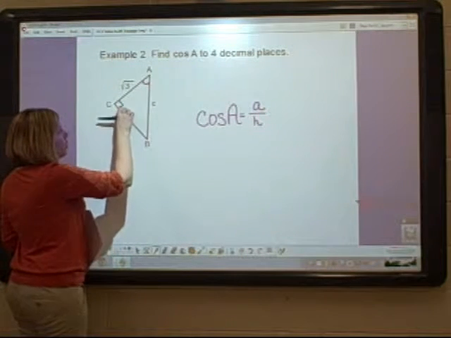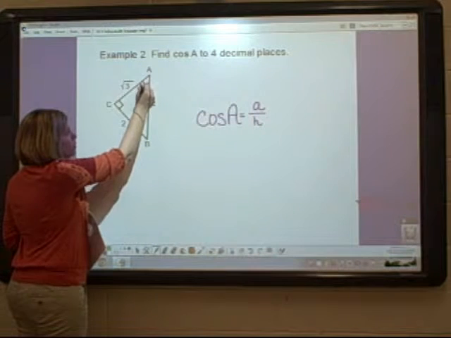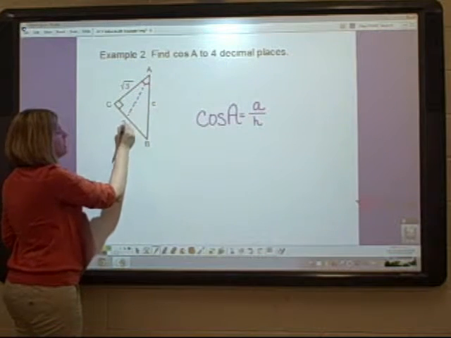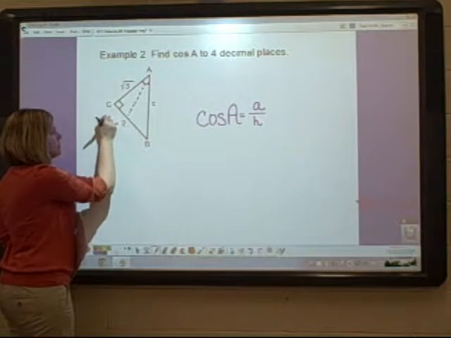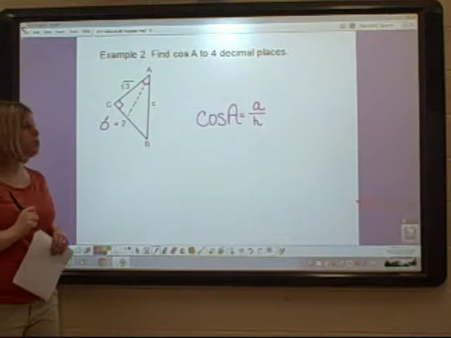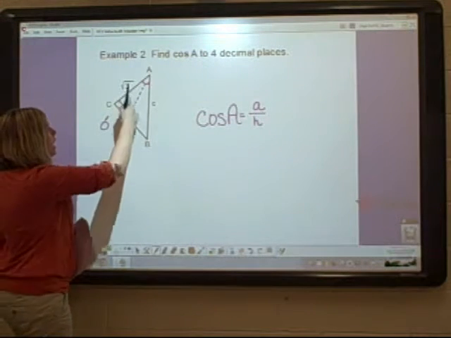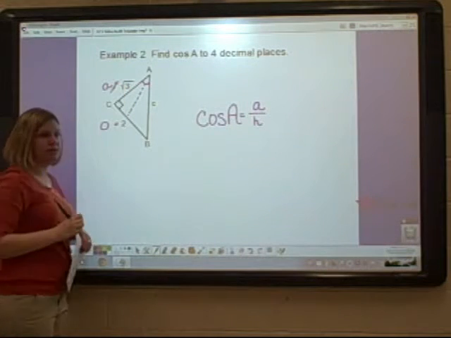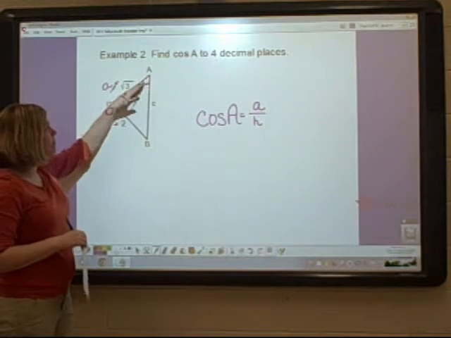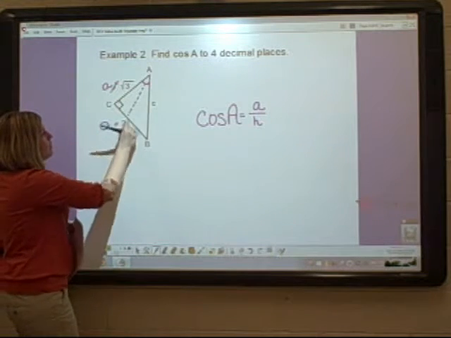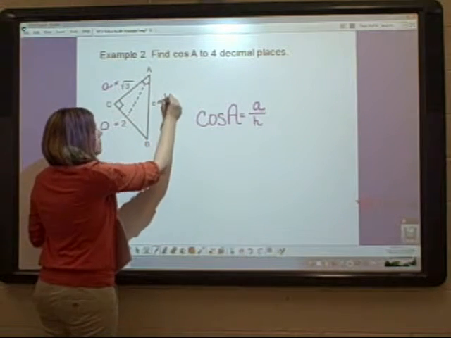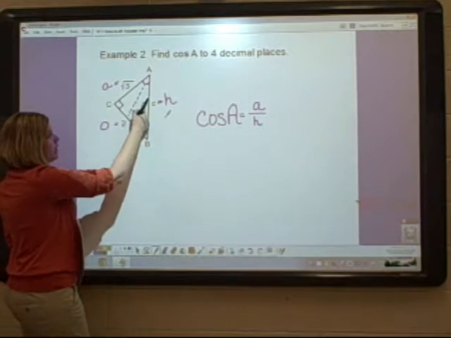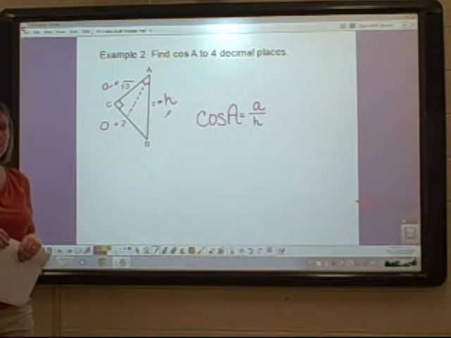I know directly across from angle A is the opposite. So the opposite side is 2. I know that root 3 is adjacent because it makes up part of angle A. And C has to be the hypotenuse because it's directly across from the right angle.